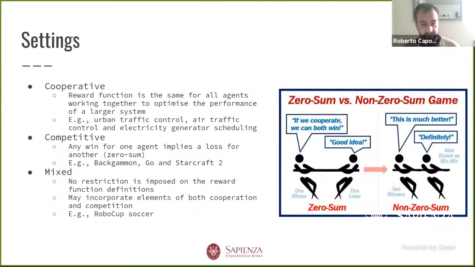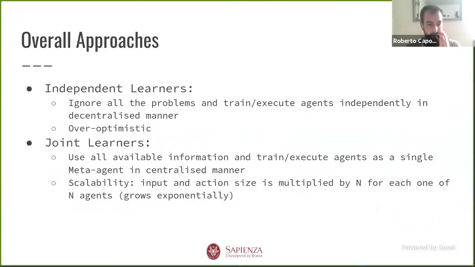Okay, so we just discussed possible settings depending on how the reward is structured. The reward is one component. The other component is the observation. Is it the same for every agent or is it individual to each agent? Based on that, we have a differentiation between independent learners and joint learners.